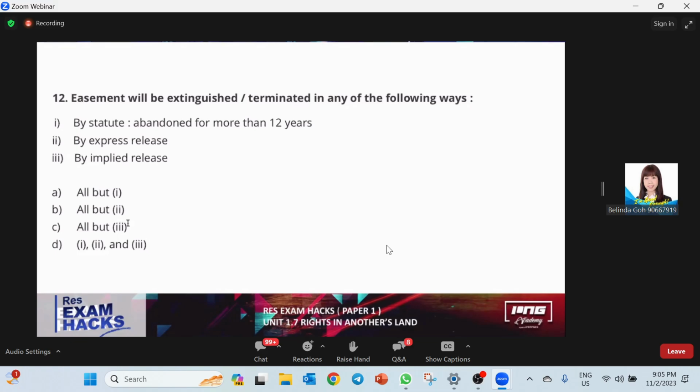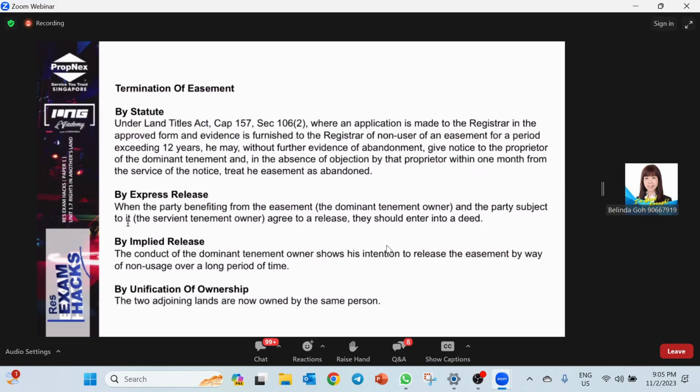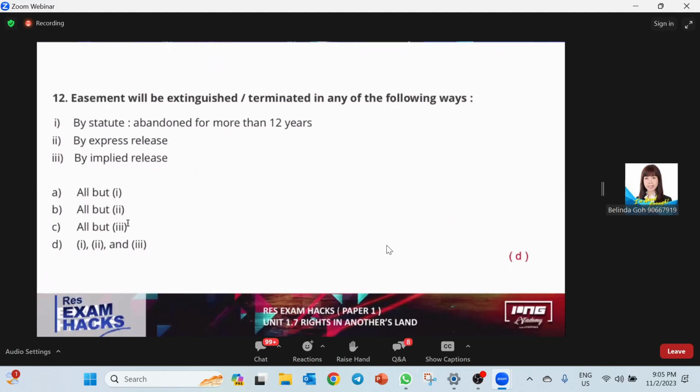I can see some C, some D. Oh, got A come out somewhere. Okay, so now let's see. Termination of easement. Termination of easement by statute, by express release, by implied release, by unification of ownership. Right, read and understand what are the differences between all these four. And all these four are the termination of easement. How you can terminate an easement. Right, so your answer will be D, 1, 2, and 3, all of the above.